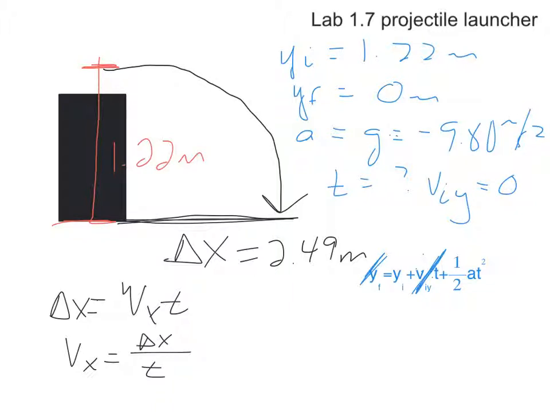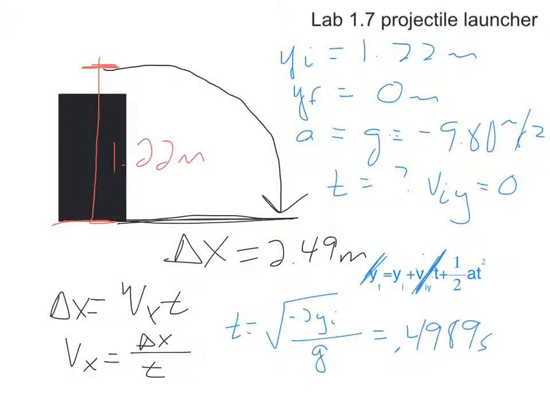If I rearrange this and solve for time, I get the special case equation that we've already talked about, where time equals the square root of negative 2 y_i over g. So if I plug that in, I get negative 2 times my y_i, which was 1.22 meters, divided by g, which is negative 9.8 meters per second squared. Then I take the square root of that, and I got 0.4989 seconds.